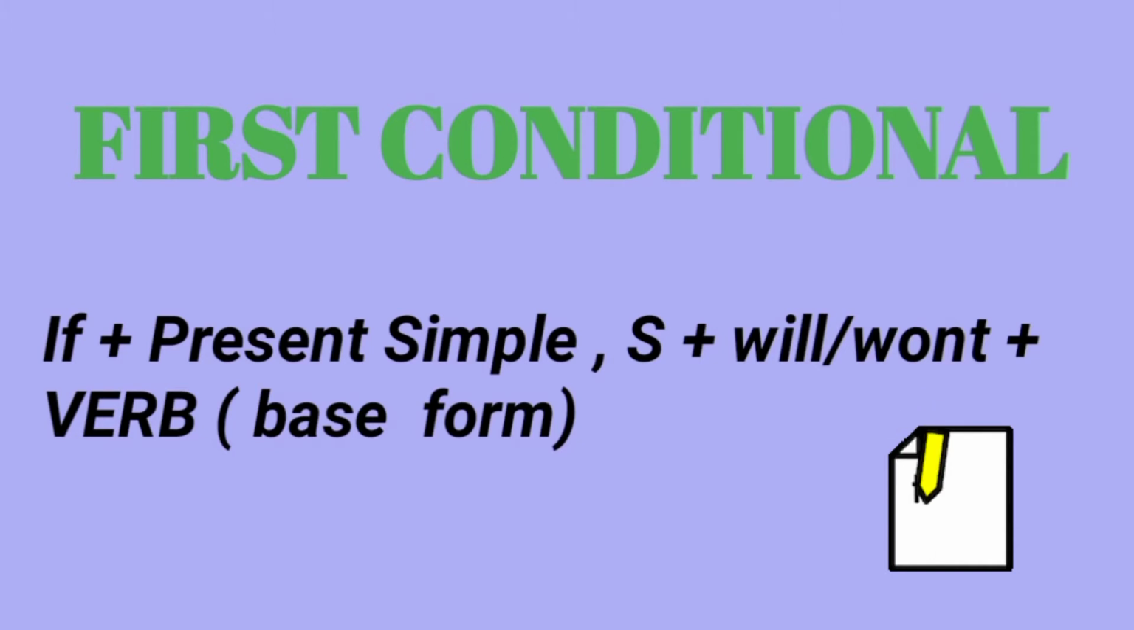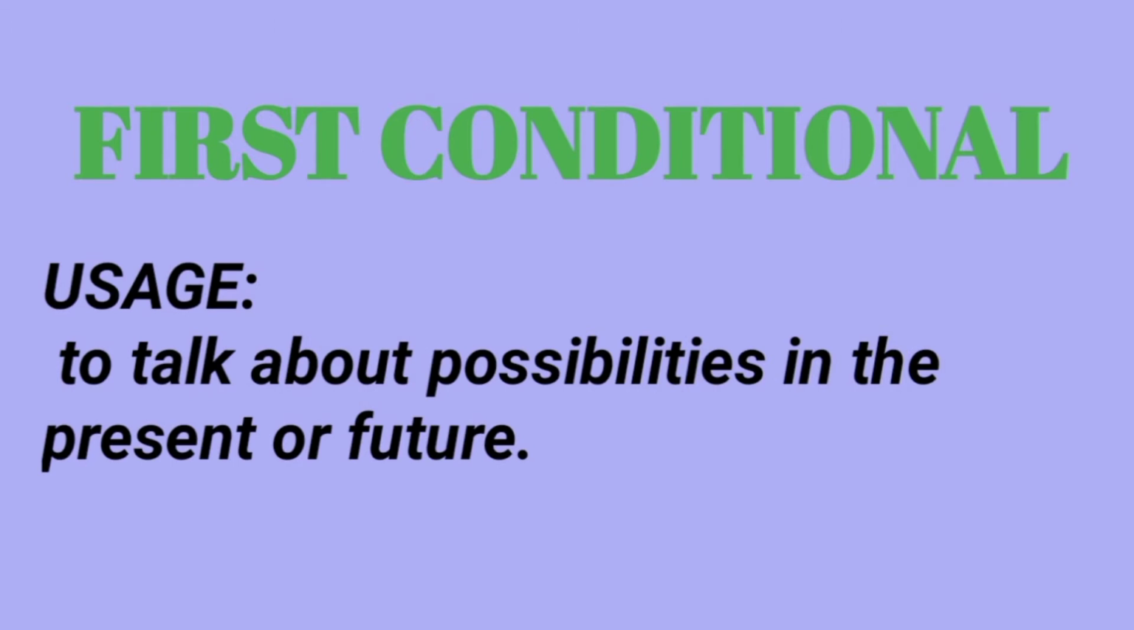Moving on to first conditional, we use this pattern: if plus present simple, then you put a comma, followed by subject plus will or the negative won't, plus verb, base form. Will plus base form. That is first conditional. It talks about possibilities in the present or future.